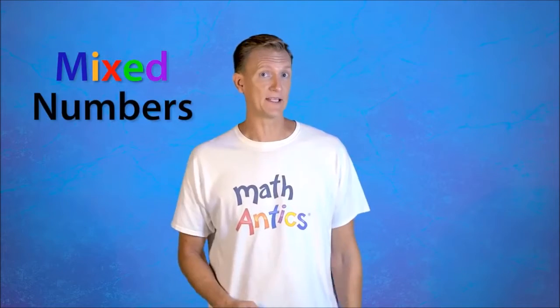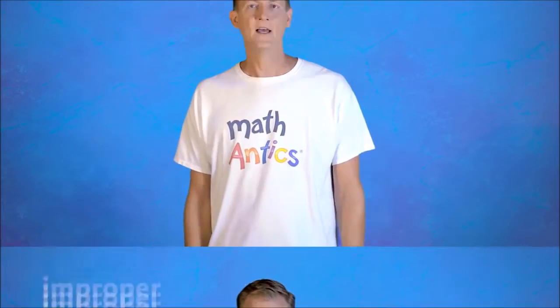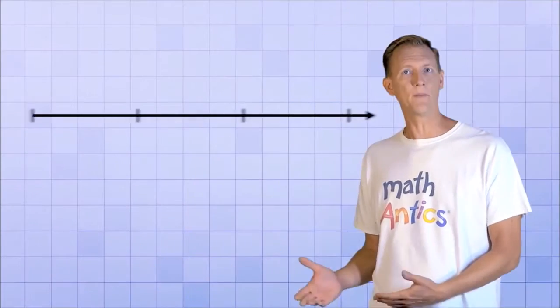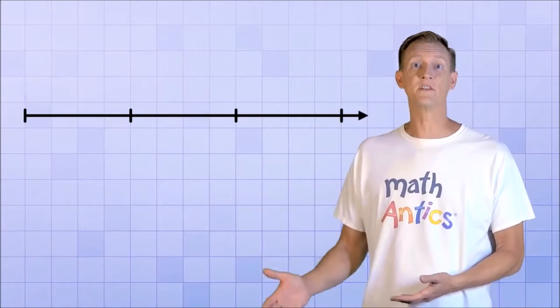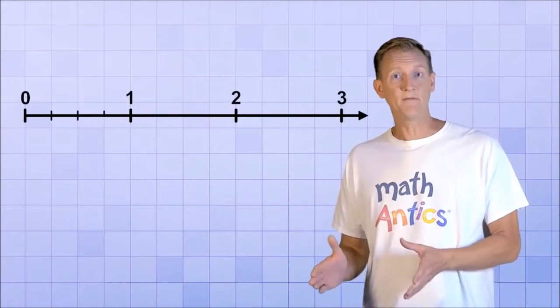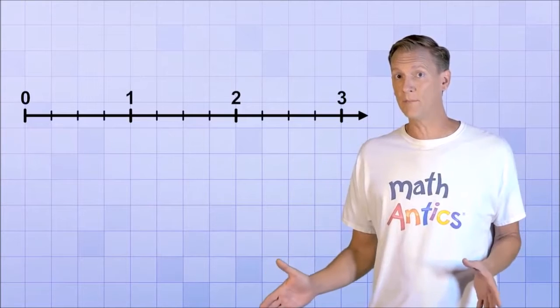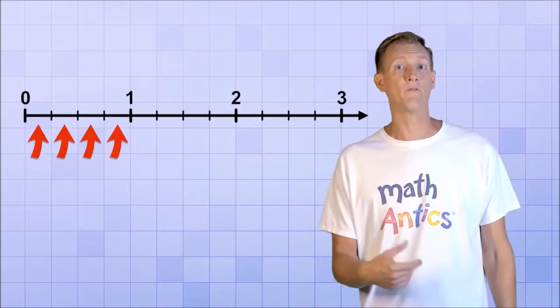In this lesson, we're going to learn about mixed numbers and how they relate to improper fractions. First, we need to make sure that you understand what an improper fraction really is. To do that, let's start with a short number line that counts whole numbers from 0 to 3. And let's subdivide the spaces in between each whole number into 4 equal parts, or fourths.